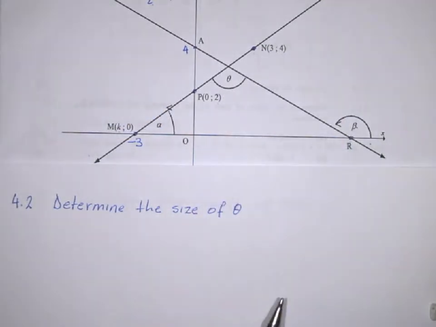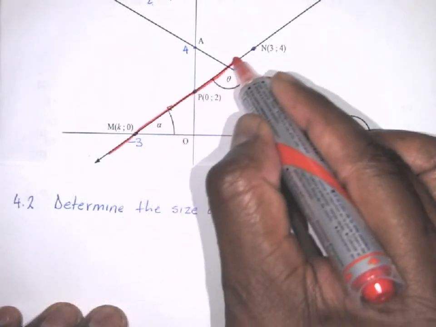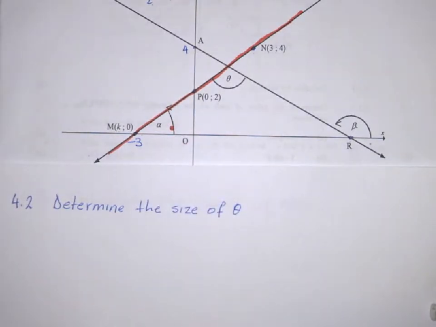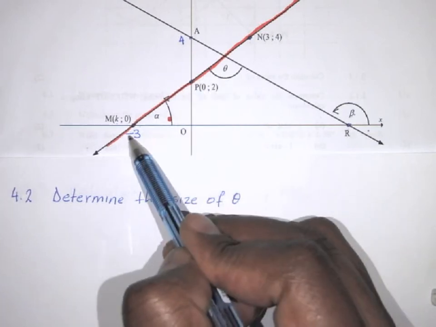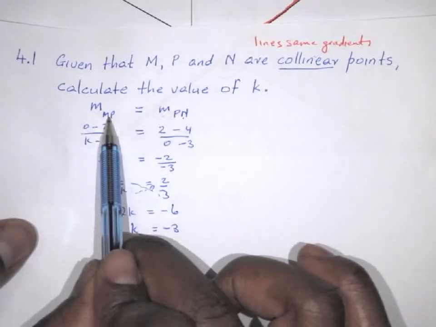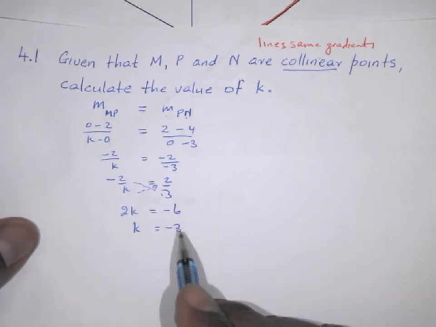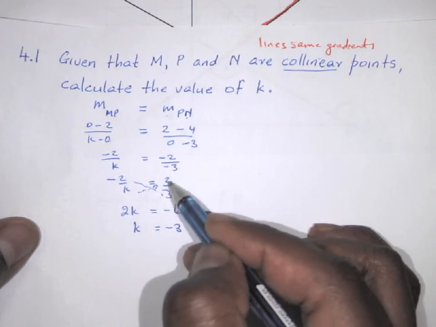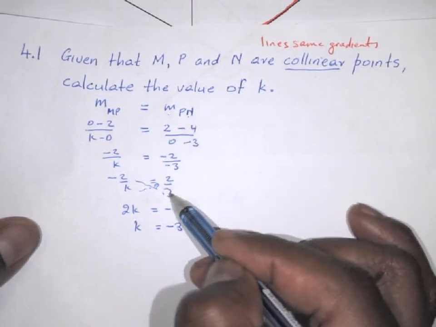So if I were to redraw this line here and say I've got a line like this, I can find that angle over there. So how do I find that angle? It means that I need the gradient of this. Of course, we found the gradient previously. We said the gradient of MP is the same as the gradient of PN. So that gradient is equal to minus 2 over minus 3, which is 2 over 3. So the gradient of PN was 2 over 3.